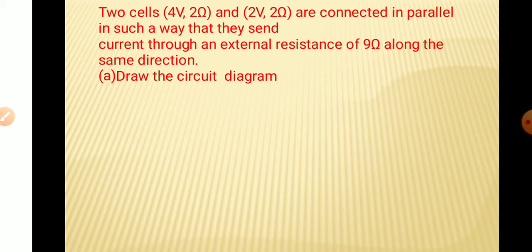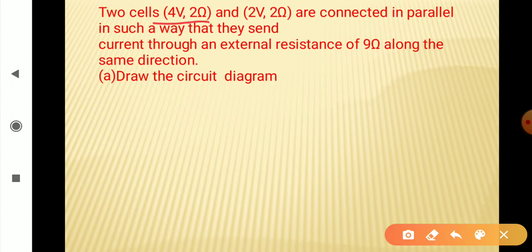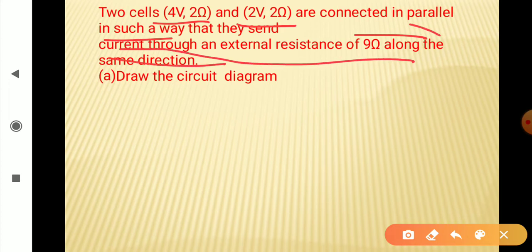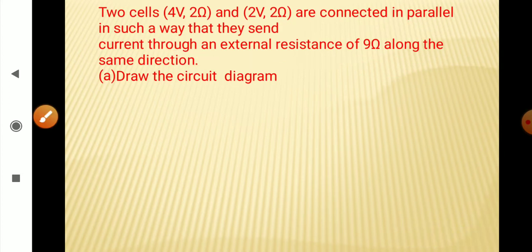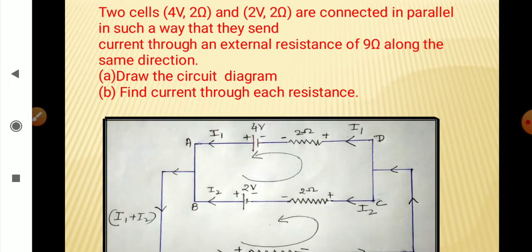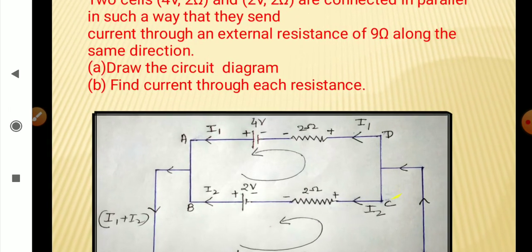So you must understand it first that the cells 4 volt and 2 volt with given resistances are connected in parallel. First thing, and they are sending current along the same direction through external resistance 9 ohm. So understanding this, you should be able to draw the circuit diagram. And look at the circuit diagram, you see.